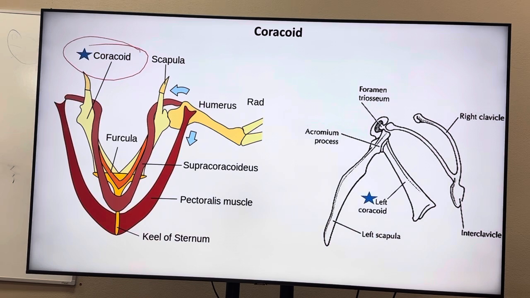Did we see this structure in mammals? Yes. Okay. Yeah, it was a process of something. So it is well developed here in birds. In fact, it is sometimes referred to as the strongest bone of the shoulder girdle. The distal end of it is said to have a flat articular surface, and this articulates with the sternum.